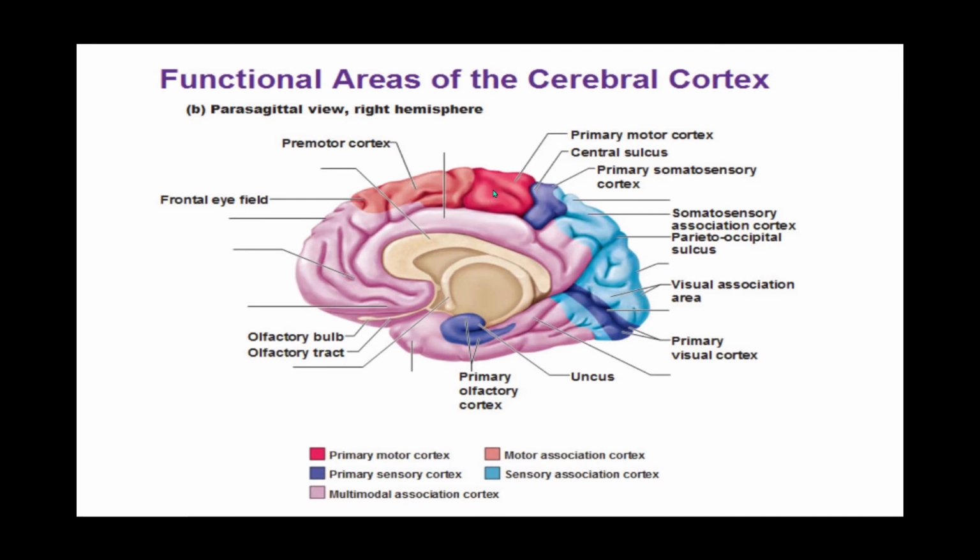That's our central sulcus. That's our primary sensory area and sensory association area. This is the primary visual area, and then the visual association area.